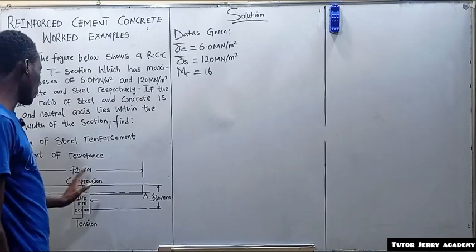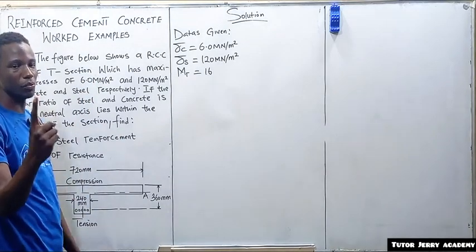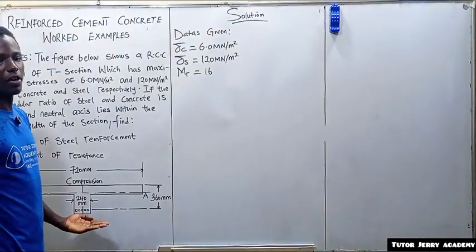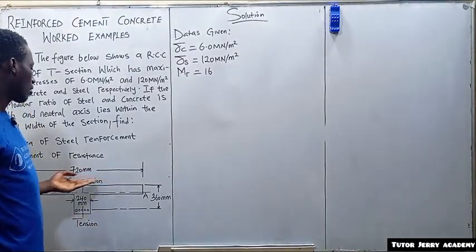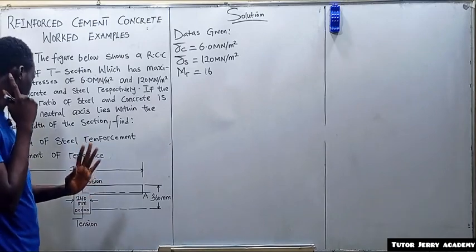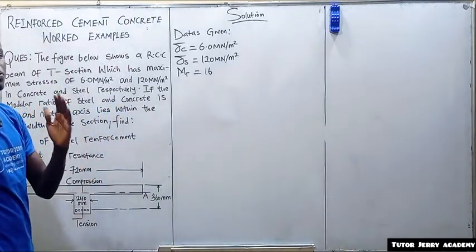The depth of the beam is not given, but we are given d, which is the distance from the steel reinforcement to the face of compression. But we are going to be looking for h. We are not given h also. So the first thing we are going to be doing is to find h.